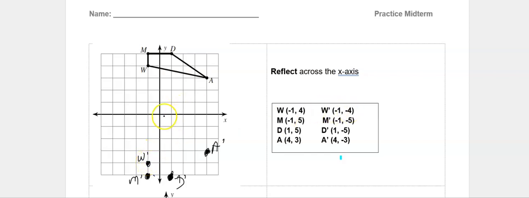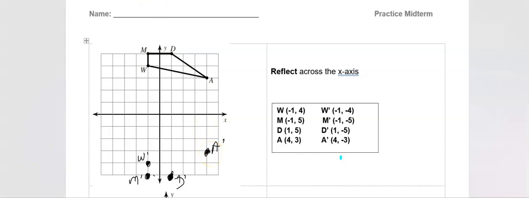Same with the M, over 1 in the x direction, down 5 in the y direction. B is now going to the positive side of x, 1, and then still going in the negative direction of y, which is -5. Which makes sense because we're reflecting. It's going to be on the opposite side. And lastly, we're going to go over 4, and we're going to go down 3, and there's all our points.